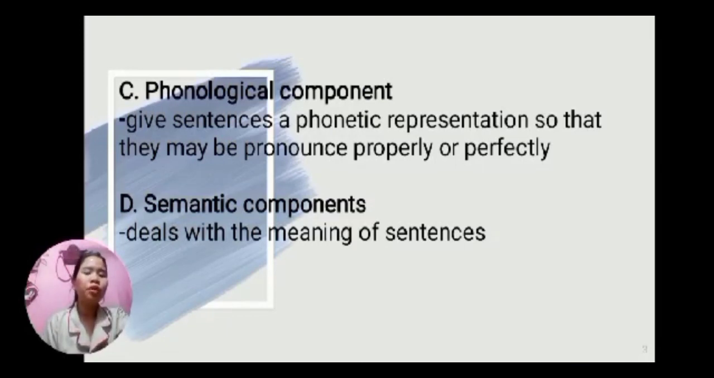So, for the fourth component, the semantic component deals with the meaning of sentences. So, the semantic component is the meaning conveyed by words, phrases, and sentences. Semantics includes a person's vocabulary, or lexicon. So, sa meaning of semantic components po. That's all, and thank you for listening.